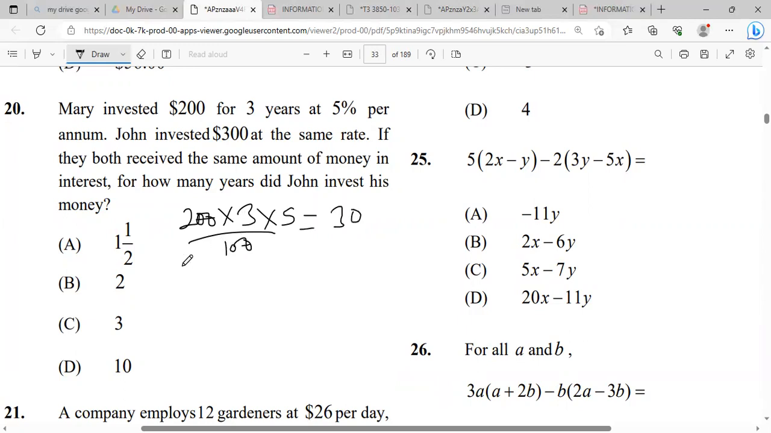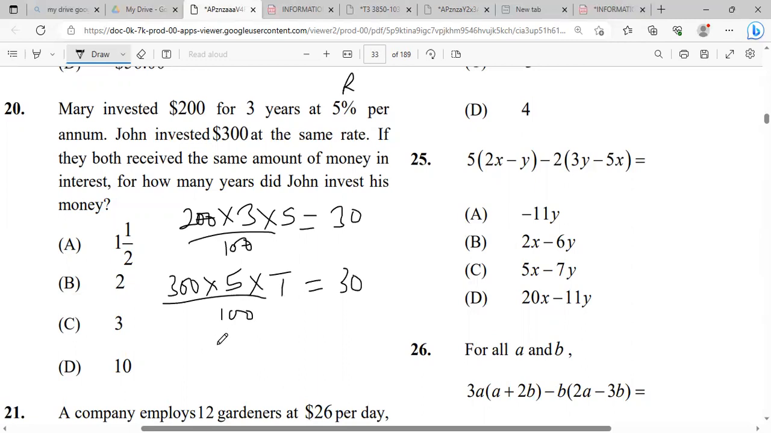So what we can do, we know that John invested a total of $300, at the same rate. So this is the rate: 5% times, we don't know what the time is, but we know that the result is the same as Mary. Mary had gotten $30, so that means we can transpose from there.